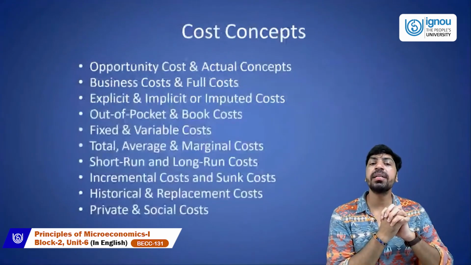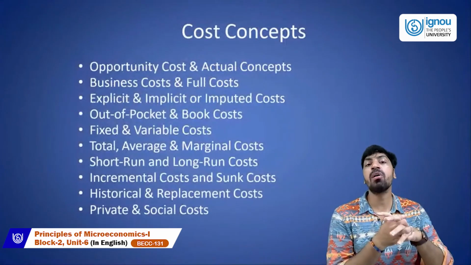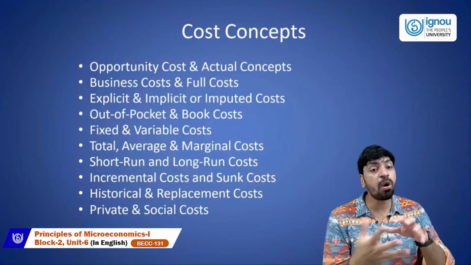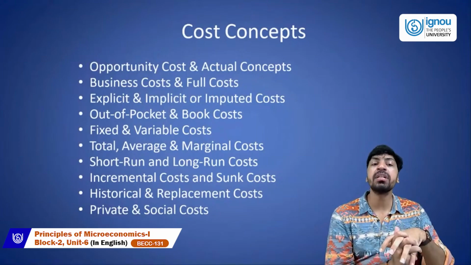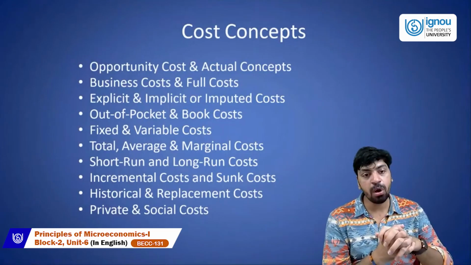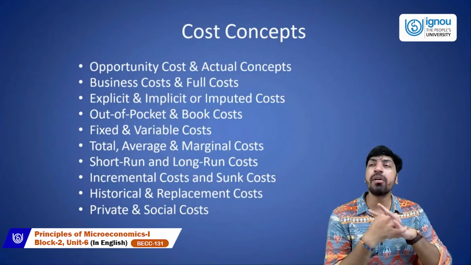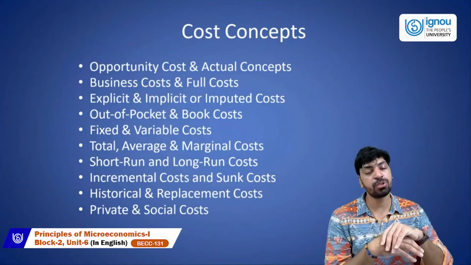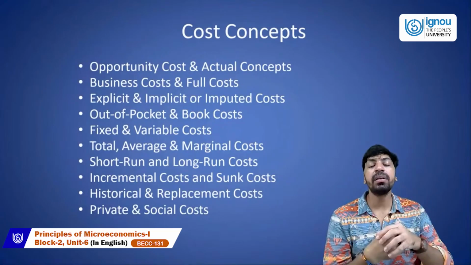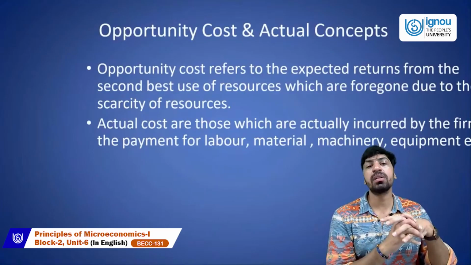Now we talk about the cost concepts: opportunity cost and actual cost, business cost and full cost, explicit and implicit or imputed cost, out of pocket and book cost, fixed and variable cost, total, average, and marginal cost, short term and long term cost, incremental and sunk cost, historical and replacement cost, and private and social cost. These are the costs we are going to learn one by one. So let's begin with the opportunity cost and the actual cost.